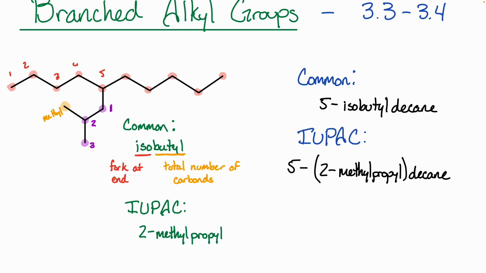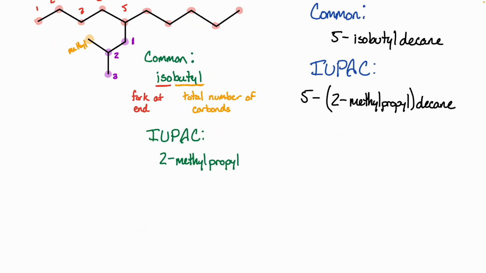So then in the assignment, just be careful because it will specifically ask you for either the common name, where you need to use the common name of that branched alkyl group, or the IUPAC name, where you need to use this systematic naming scheme. Okay? Cool, so branched alkyl groups.